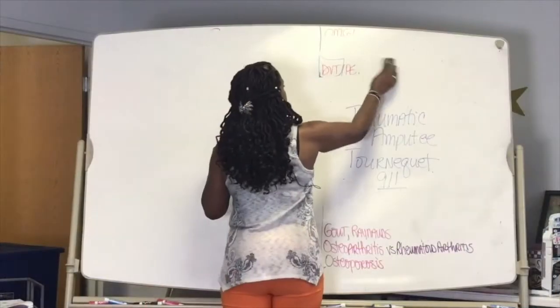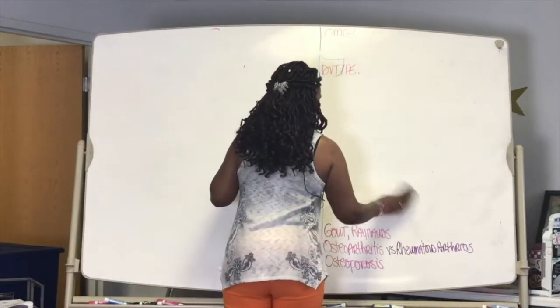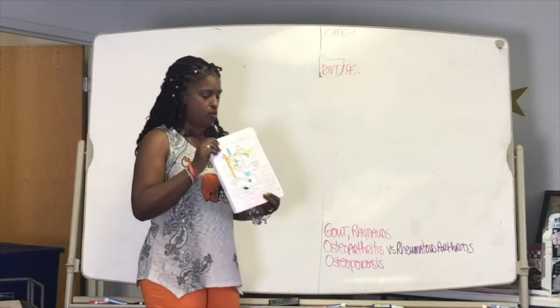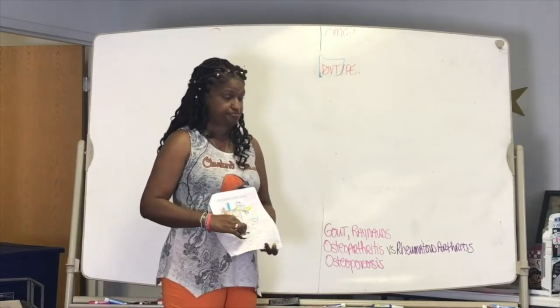Let's do DVT-PE. Told you that was quick and dirty. Now, look at the picture. Shall we look at the picture? Let's look at the picture. Where is the clot on this patient?